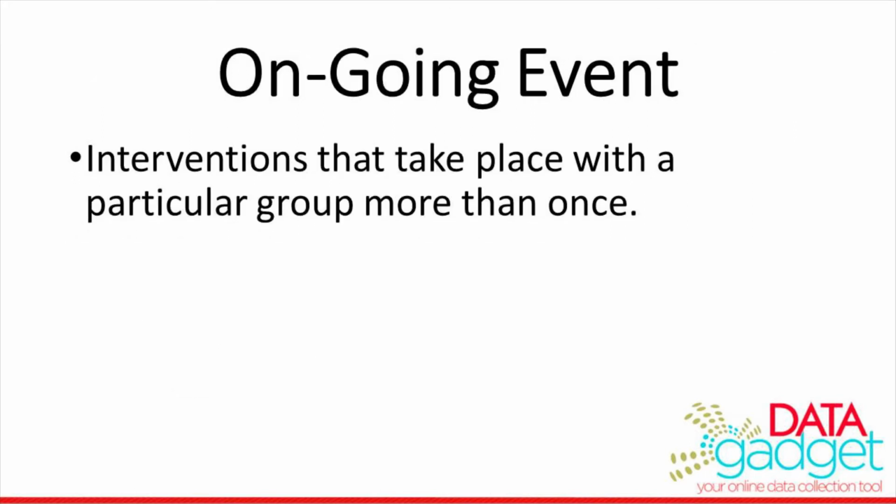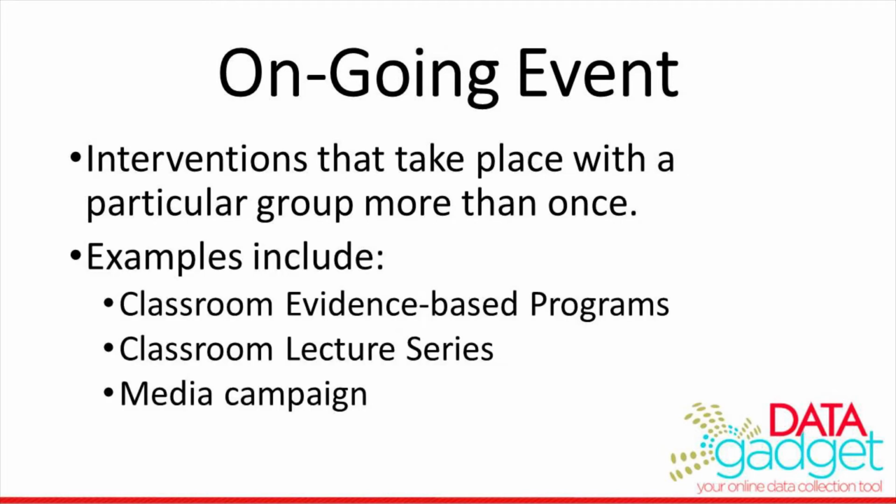An ongoing event, these are interventions that take place with a particular group more than once. Examples would include classroom evidence-based programs, spread over multiple days or weeks. Classroom lecture series. Maybe you're speaking to the same class, but it's not an evidence-based program, but say you go at the first of every month and you talk to the students, that would be a classroom lecture series. Also, a media campaign. These are ongoing events. These are addressing a particular group more than one time.